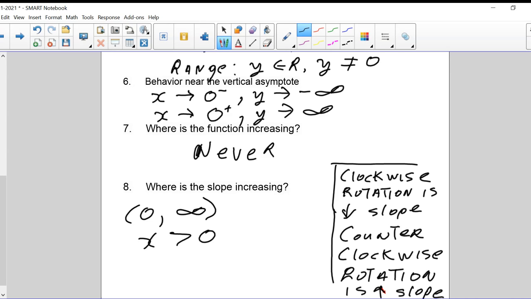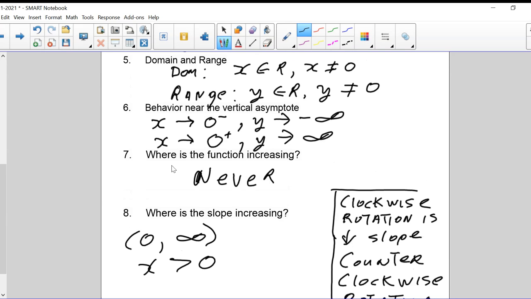So bear in mind what I said. Counterclockwise rotation means that the slope is increasing. A clockwise rotation means that it is decreasing. That's different from what we said before. Where's the function increasing? Where's the function decreasing? Increasing and decreasing of the function just means is the function going up or down? That's it. As you go from left to right, is it going up or down? Is the slope increasing is different, and that has to do with how your hand is rotating.